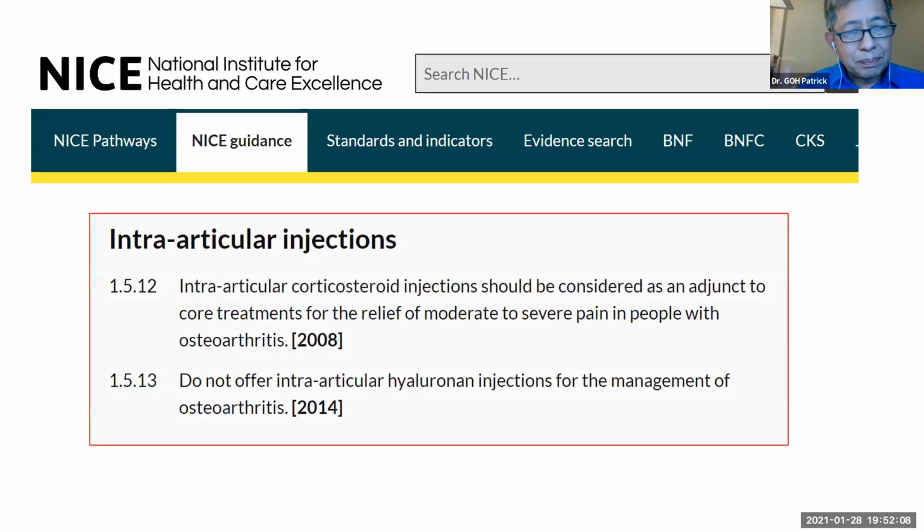Now, I just want to put on screen the NICE guidelines which address intra-articular injections, and here you can see them. Intra-articular corticosteroids should be considered as adjunct to core treatments for the relief of moderate to severe pain in patients with osteoarthritis. And it says, do not offer intra-articular hyaluronan injections for the management of osteoarthritis, dated 2014.